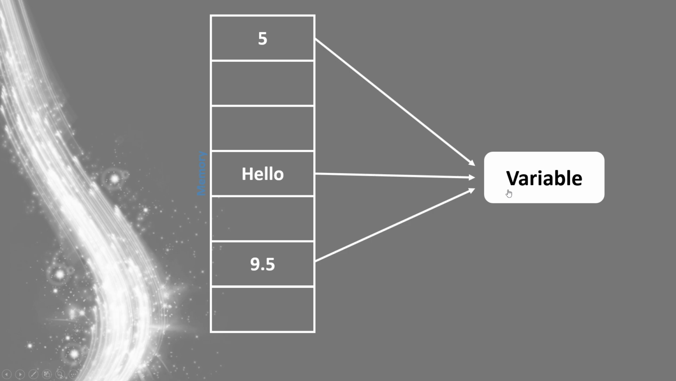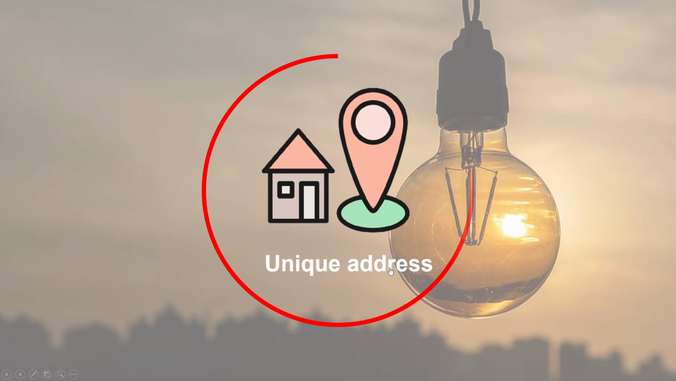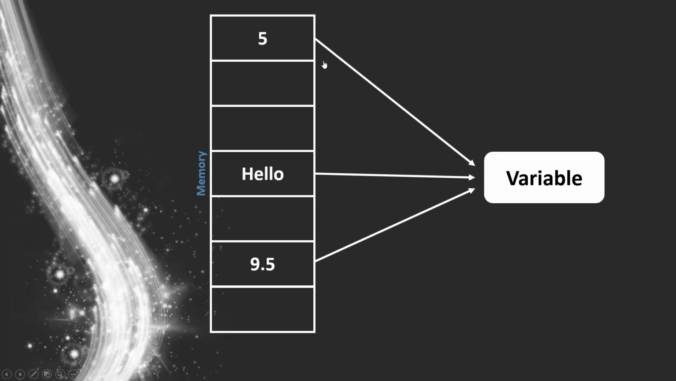Now let me tell you one thing, in computer memory each variable has a unique address. So suppose 1001 is the address of this variable, 1010 is the address of this variable, and 1101 is the address of this one. The address of each variable is actually written in a hexadecimal form, but we wrote in a decimal form for simplicity. The address specifies where the variable is located in computer memory. In reality, variables are simply names that point to some memory location.